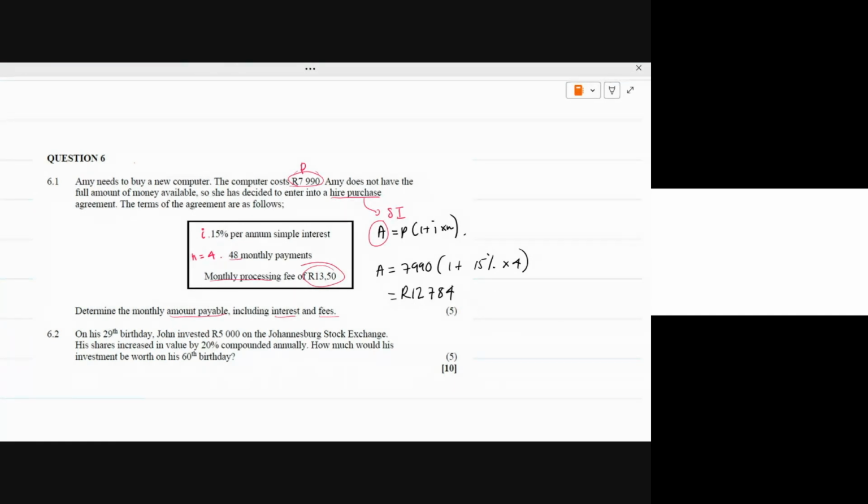So we know that the computer costs 7,990, but on loan it's going to cost you more because you need to pay interest. So you're going to be paying 12,784, but you're not paying it once off. You're paying it every month for 48 months. So we want to find out how much you have to pay per month. Does that make sense, Picanho? If you're paying it for 48 months, it makes sense that we divide that by 48 and we get an answer. Okay, so the answer that we get is 266.